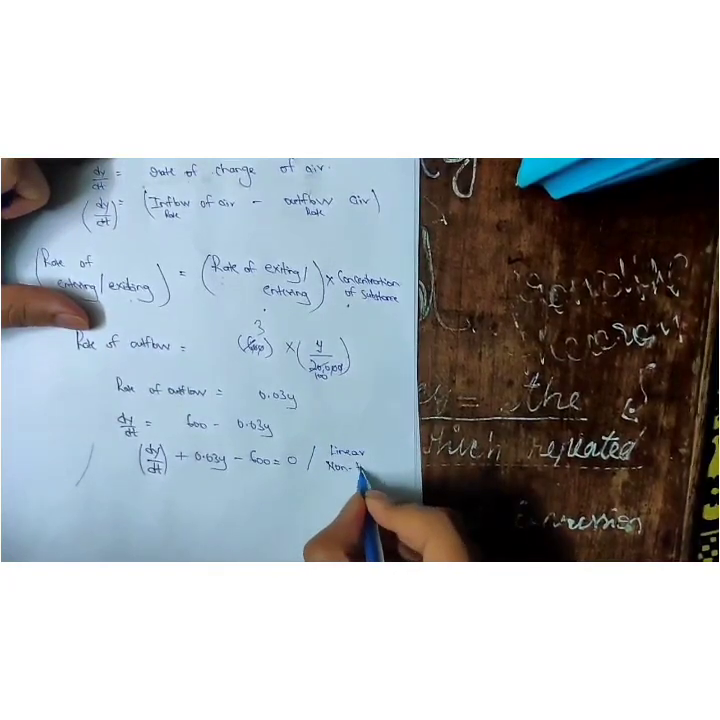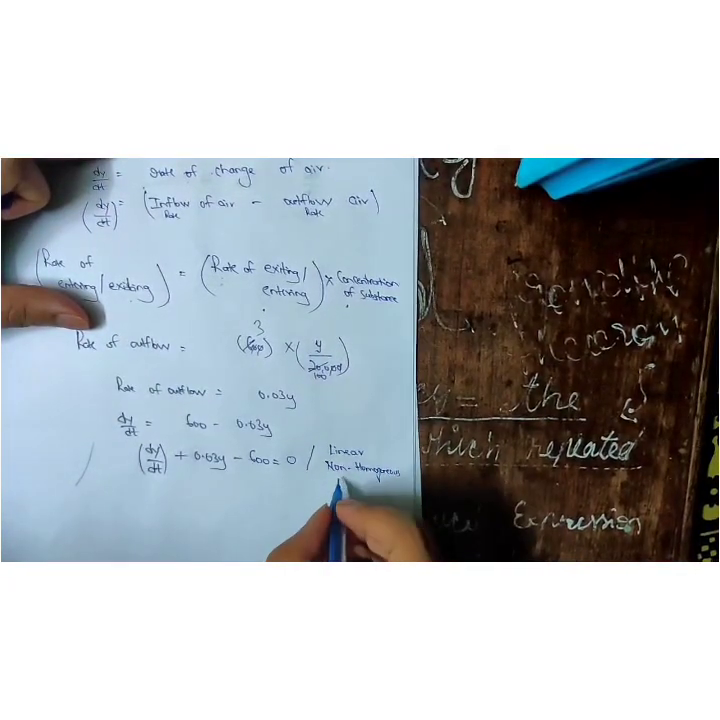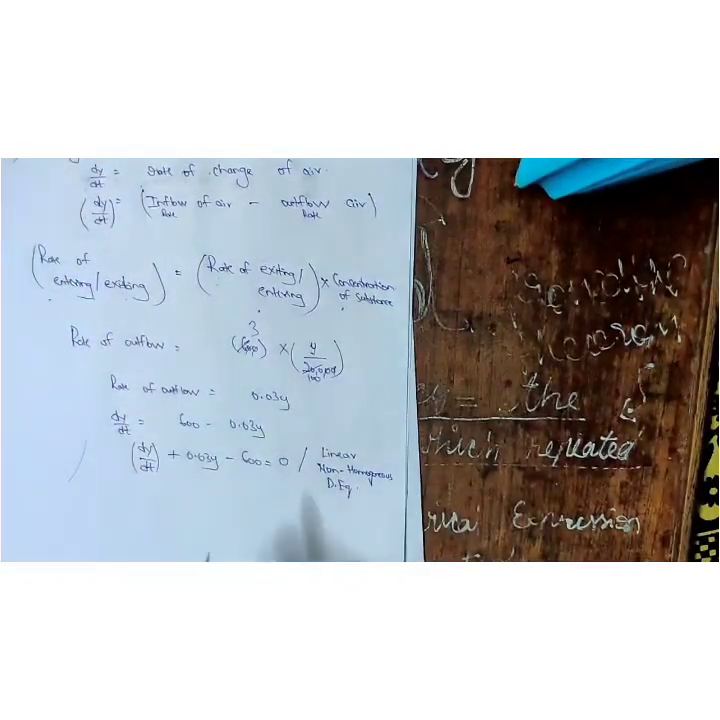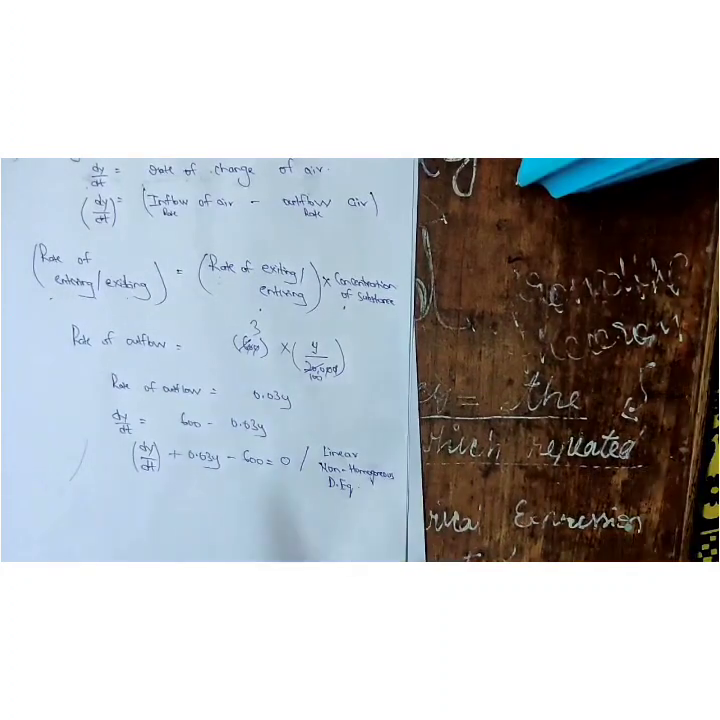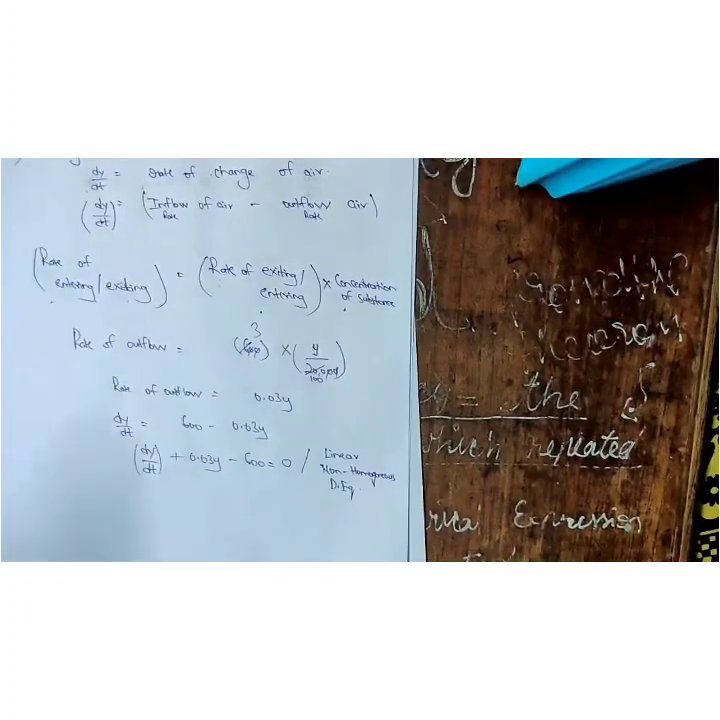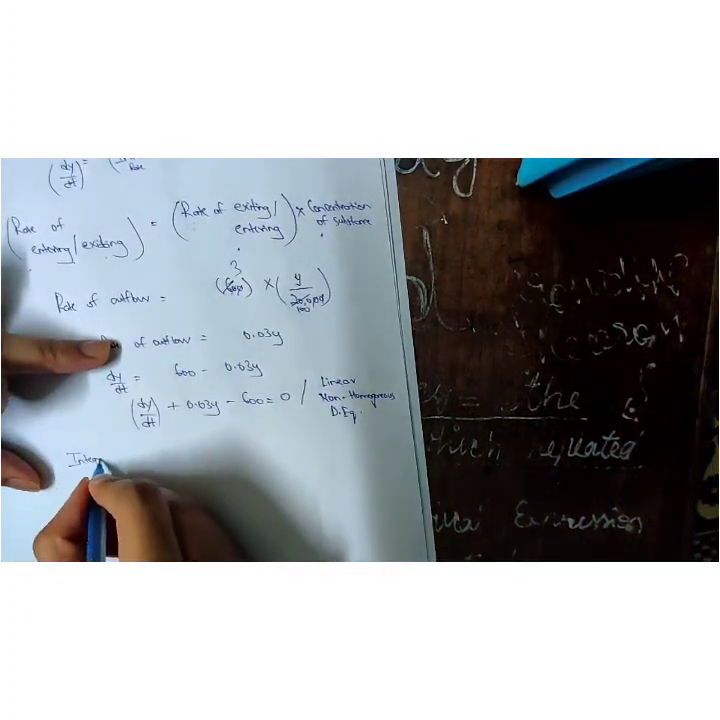Linear non-homogeneous differential equation. Why is it non-homogeneous? Because there's a constant term, and it is a linear non-homogeneous differential equation. We can solve a linear non-homogeneous differential equation by finding the integrating factor, and we all know how to find the integrating factor, right guys? It's prerequisite knowledge.